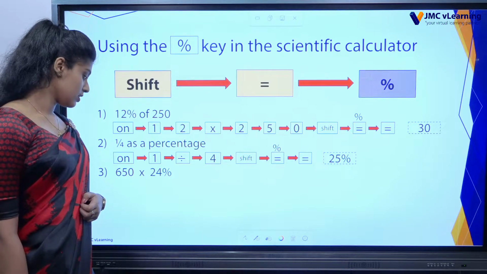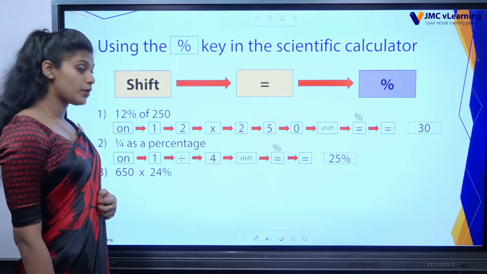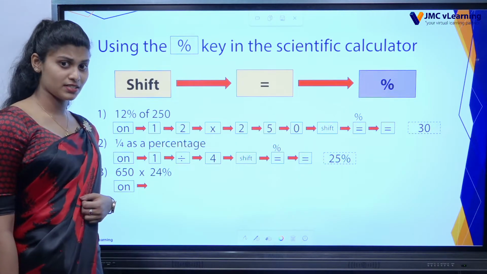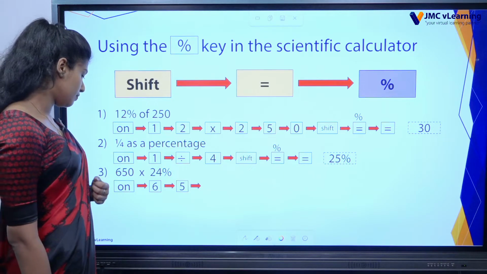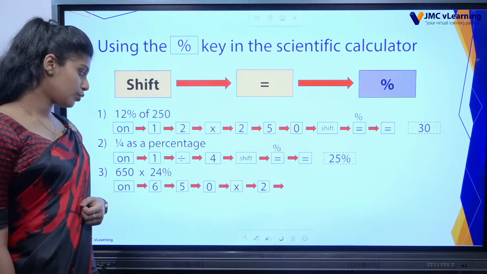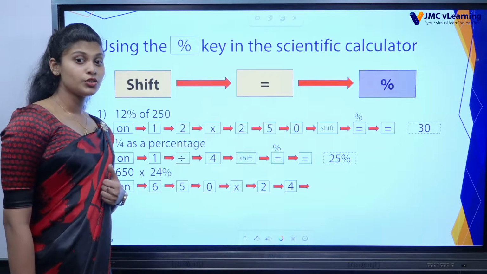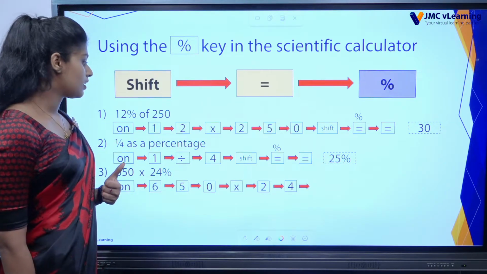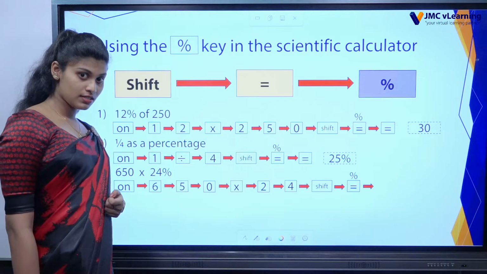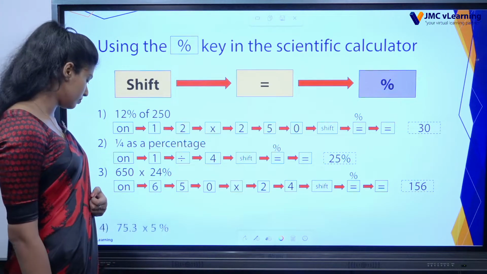The next example, 650 multiplied by 24%. Here first you have to multiply 650 and 24, then take the percent symbol. First press the on key, then 6, 5, 0. After that you have to multiply, the multiplication key, then 2, 4. After that you have to take the percent symbol. Two keys have to be pressed: first shift, then equal, and you can take the percent symbol. To take the answer, press the result key. The answer is 156.